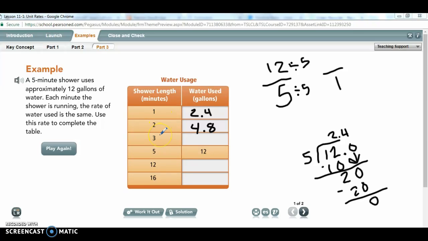1 times 3 is 3. So we want to do 2.4 times 3, which is 7.2. We then want to do 12 times 2.4 and also 16 times 2.4. I want you to try and solve those both on your own, and then I will tell you the answer in just a second.